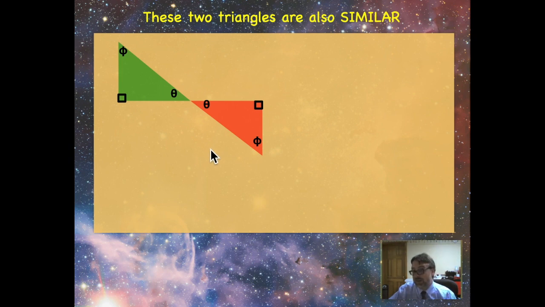So let me label the sides. Now the sides are a little bit tricky. Again, this green triangle side was defined by the height of the object, and the red triangle side was minus the height of the image. Again, the negative sign because the image is upside down. But the other side of the triangles is not the same as it was before.